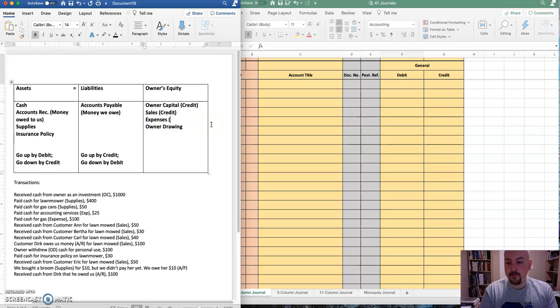Expenses effectively take away from owner's equity, so we mark them in as debits because they kind of work against owner's equity. They bring this number down, if you will. Okay? And owner drawing also brings owner's equity down, so we're going to mark owner drawing in as a debit.